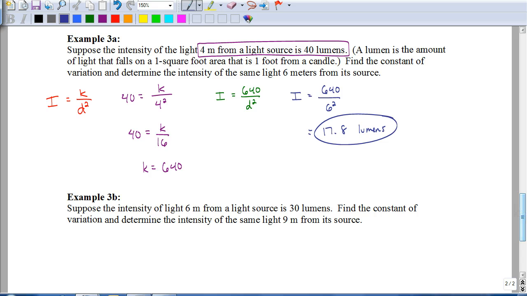Okay, why don't you take a second now and try it for this next story problem. It says, suppose the intensity of light 6 meters from a light source is 30 lumens. Find the constant of variation and determine the intensity of the same light 9 meters from its source. So remember, this time again you're going to have a different value for K, since we're looking at a different light. So go ahead and work this one out on your own. So pause the video and hit play when you're ready to check your answer.